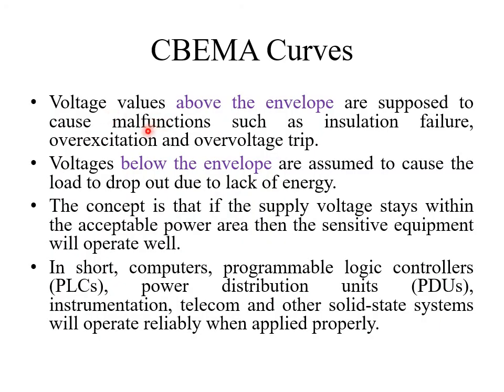So in the CBEMA curve, when the voltage values are above the envelope, it is subject to malfunctions such as insulation failure, overexcitation, and overvoltage trip. Similarly, when the voltage is below the envelope, it causes the load to drop out due to lack of energy. So these are some of the failures which we can get from the curve. The concept is that if the supply voltage stays within the acceptable power area, then the sensitive equipment will operate effectively.